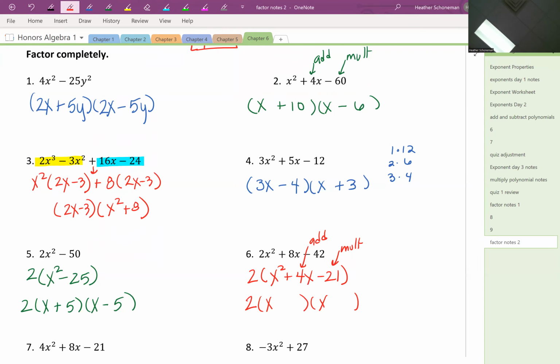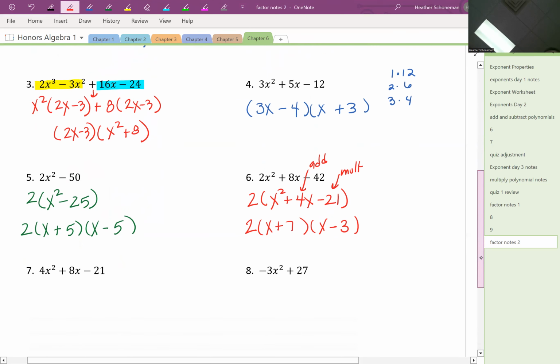So what multiplies to negative 21? Well, you could have 1 and 21, but that's probably not going to work. But what about 7 and 3? 7 and 3 is a difference of 4, so that's good because it adds to a positive. The bigger one's going to be positive. And then I have minus 3.